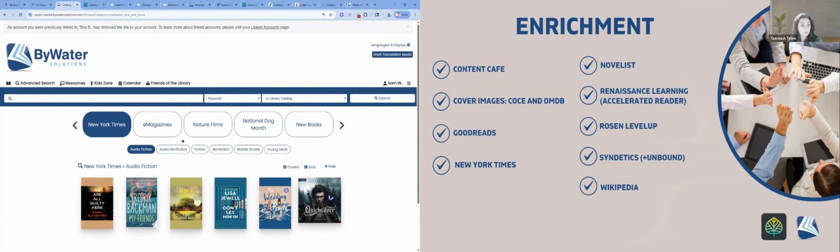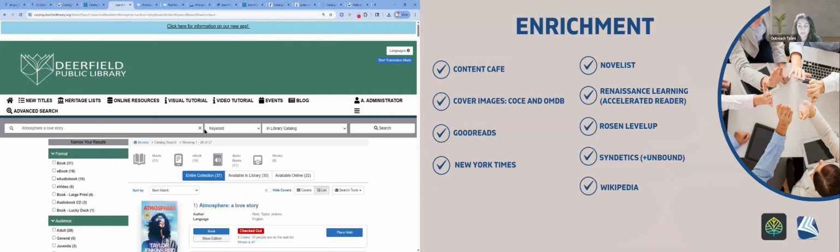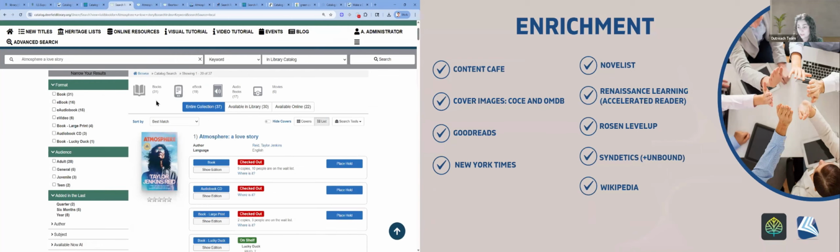For libraries that serve schools or students, Aspen can also display Accelerated Reader, AR, information through an integration with Renaissance Learning. So let me jump over to Deerfield Library to show you an example of what some of these integrations actually look like on some live examples.